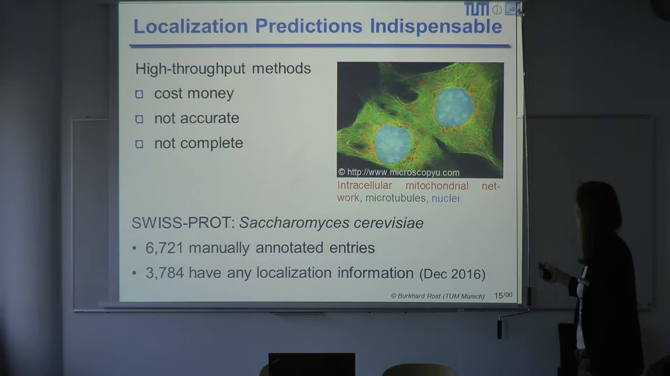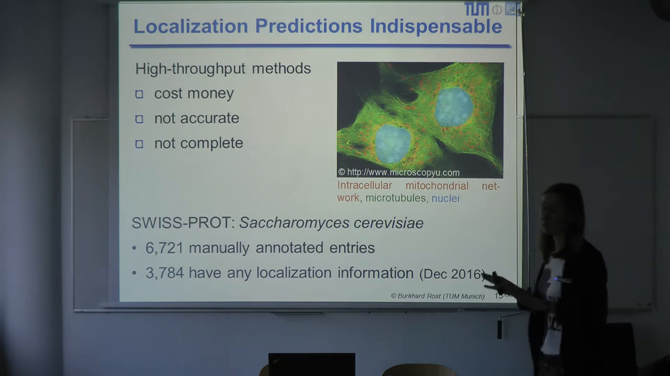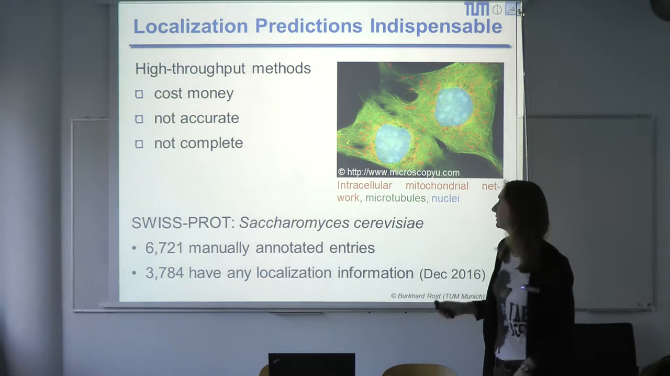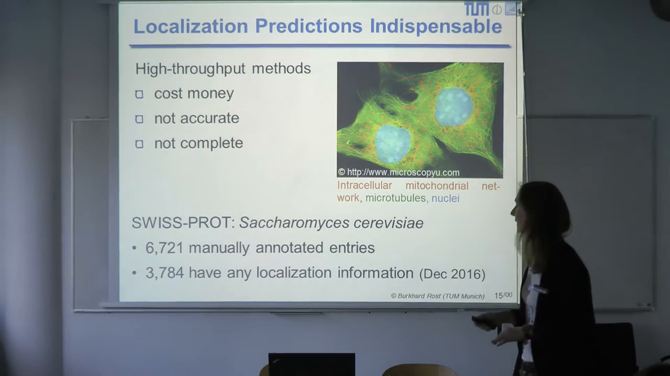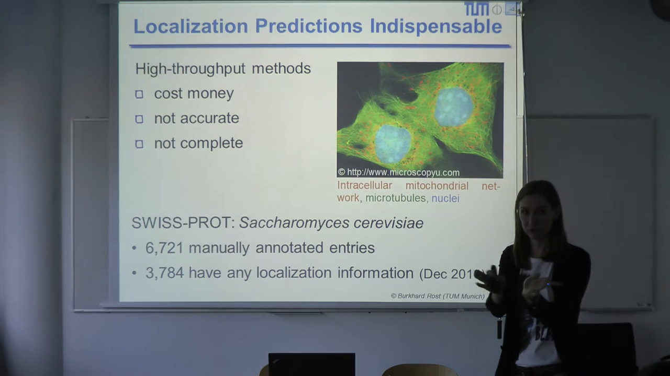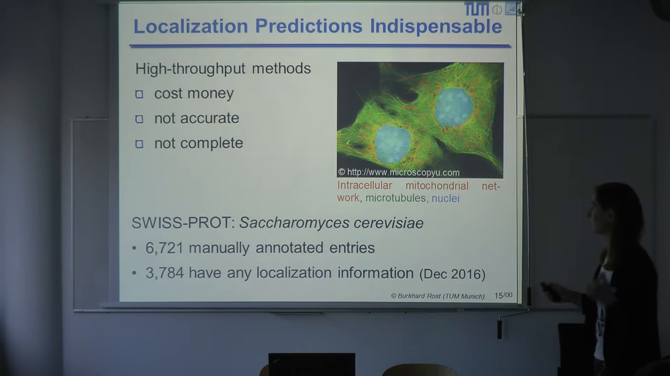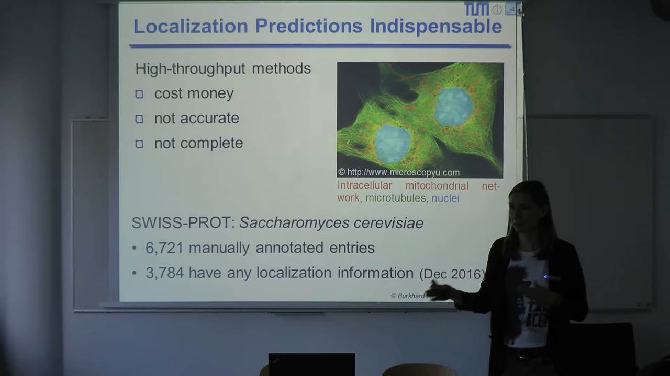This is a visualization of a high-throughput experiment where we color the compartments by the proteins residing in them. These are the nuclei. Orange is the intracellular mitochondrial network. Green are microtubules. So there is this technique to identify localization experimentally fast, which is why it's called high throughput. But there are still problems. I'm going to go very quickly through the slide, to get a brief idea. These experiments cost money, they're not super accurate, and they're not complete. By accurate, I mean that there are still misses.